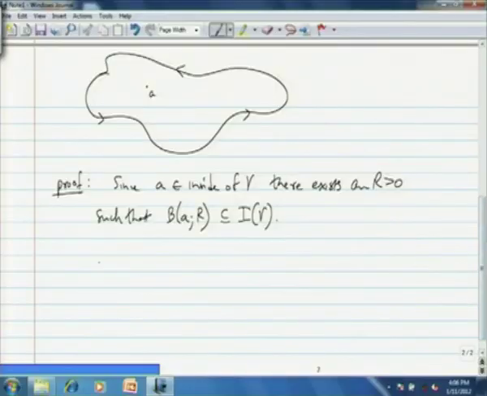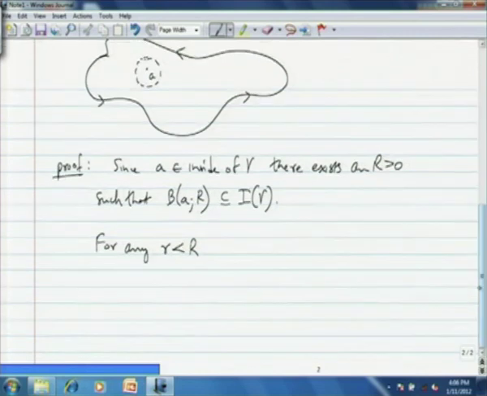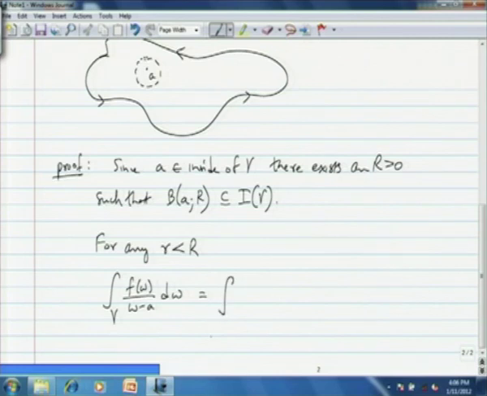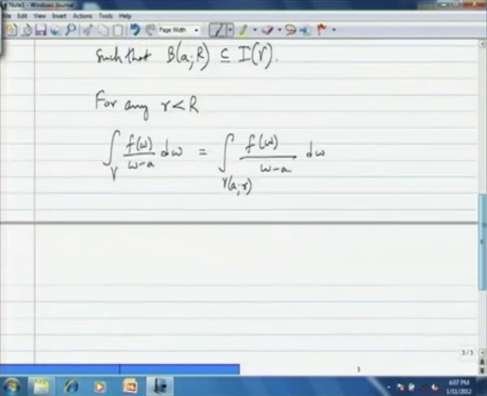So, here is a, like I pictured above, there is an open ball of radius capital R around a. For any small r strictly less than R, what we can do is take the integral of f of w by w minus a dw. This is the integral which appears in the statement of the theorem. And this is equal to the integral over gamma a r. Recall that notation: gamma a r stands for a circle of radius r centered at a.